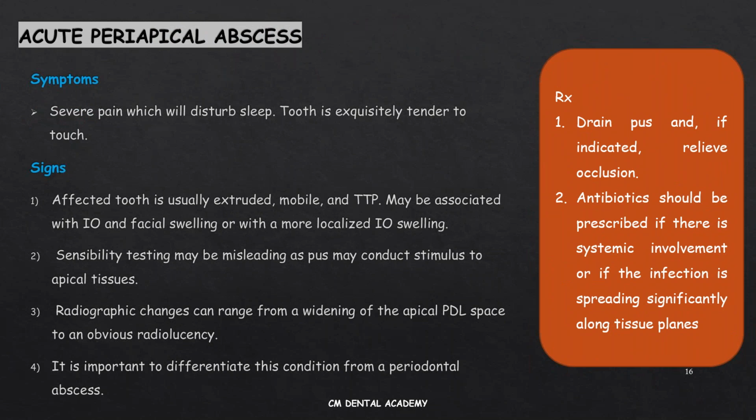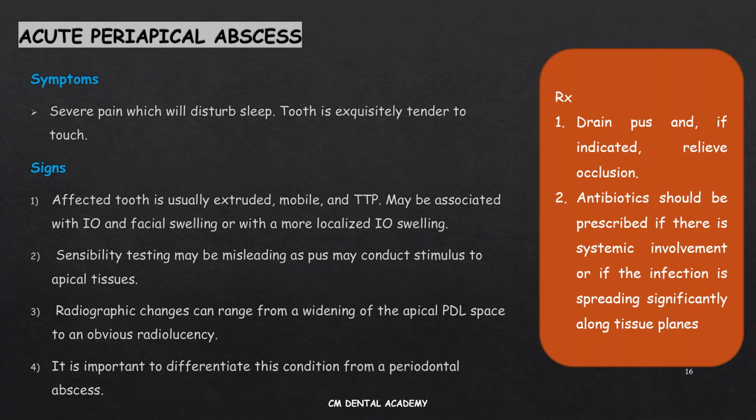Acute periapical abscess. In this condition, the patient complains of very acute pain which will disturb sleep, and the tooth is exquisitely tender to touch. The affected tooth is usually extruded from the socket because there will be accumulation of pus in the periapical region. It will slightly extrude the tooth from its socket. Even the patient may complain of pain on biting.